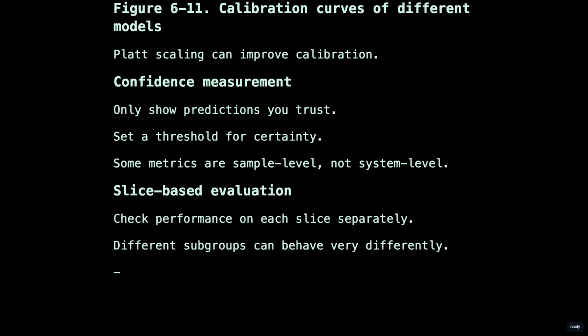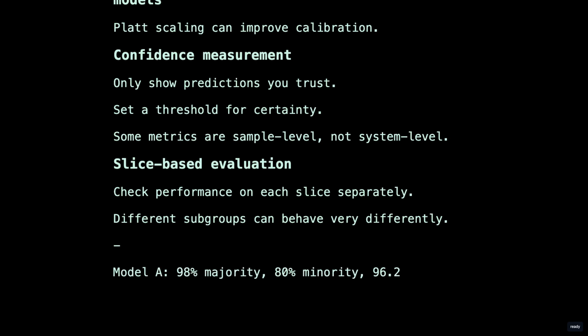One model may have a high average score because it does very well on the common cases and poorly on the rare ones. Model A looks excellent at first glance, but the minority slice tells a different story. That gap is exactly why a single overall number can be misleading.